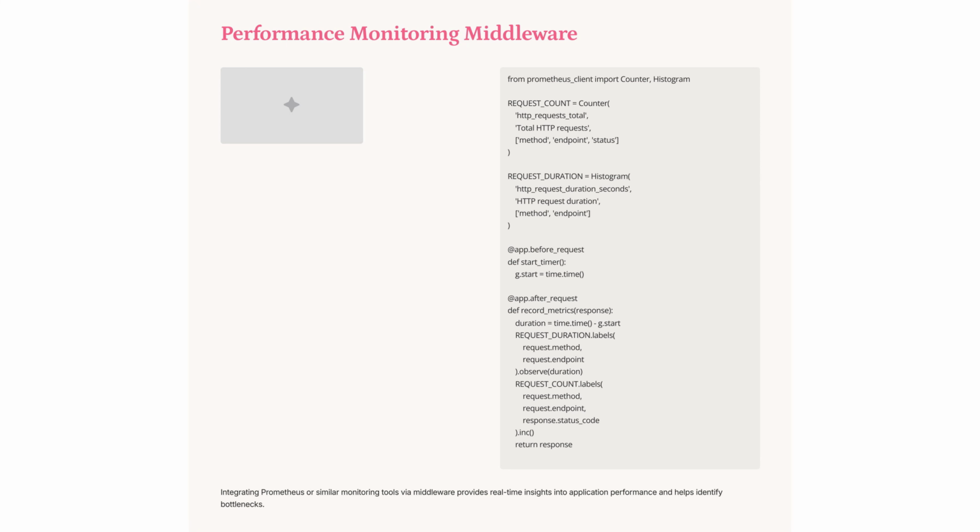Performance monitoring middleware leverages Prometheus to track HTTP request metrics. It uses counters and histograms to log request counts and durations, offering real-time performance insights. This setup helps identify bottlenecks by observing request methods, endpoints, and status codes, ensuring efficient application monitoring and optimization.